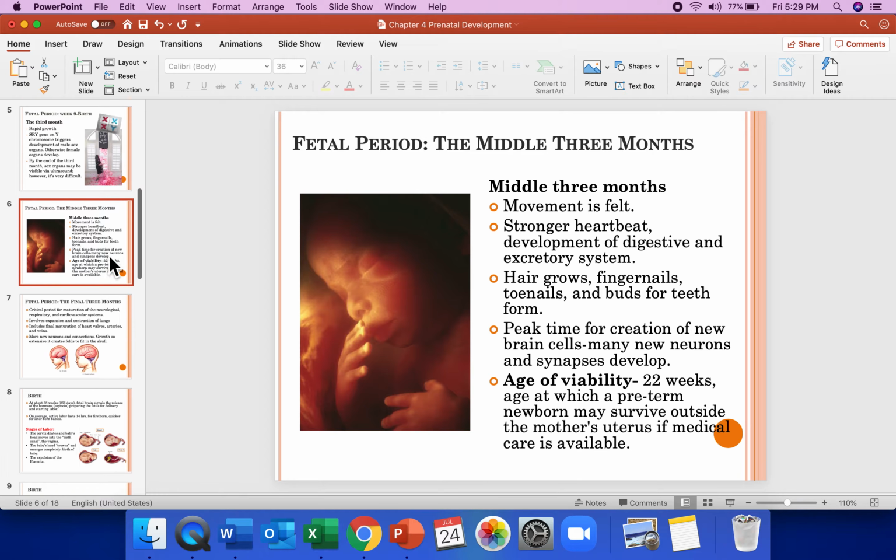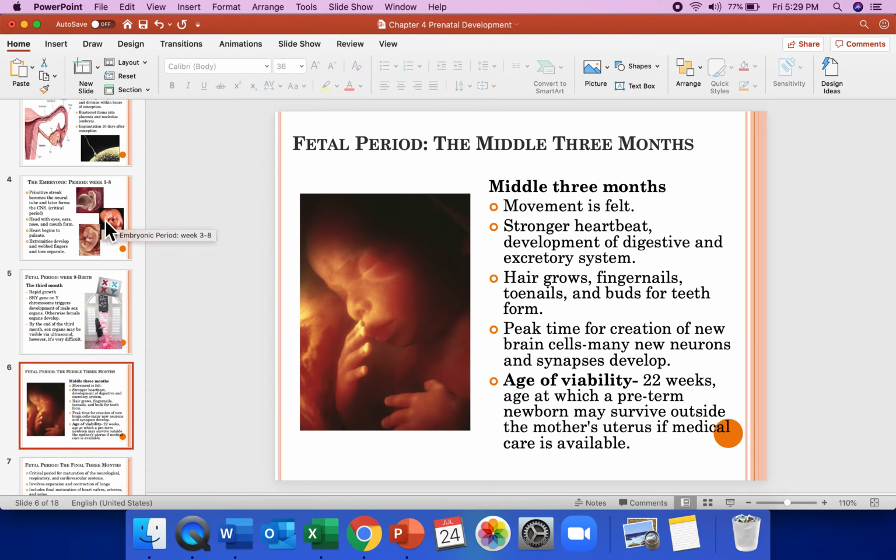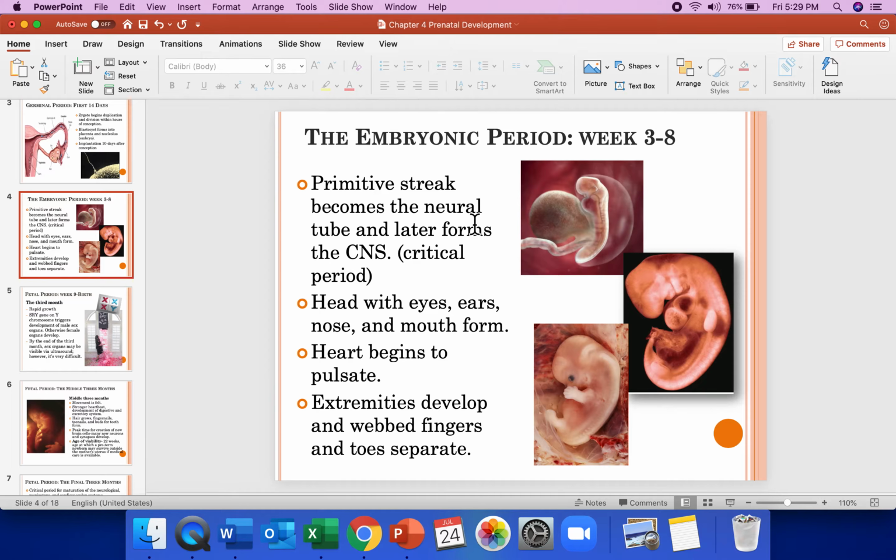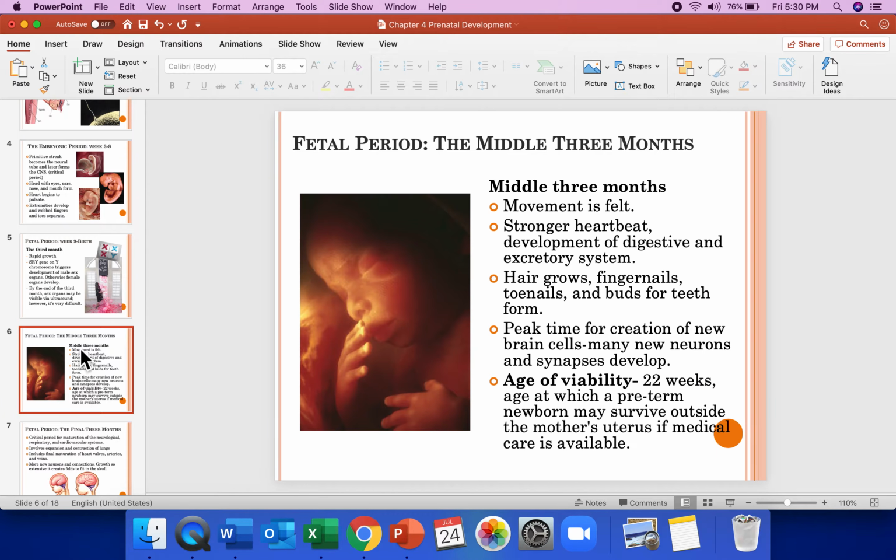The heart had already developed, I probably forgot to say that, in the embryonic period. So not only do we have the neural tube developing, but also the heart starting to develop and pulsate during the embryonic period. So very important period. Now in the fetal period, during the middle 3 months, of course, the heart is still going strong. We're going to see a stronger heartbeat, development of the digestive system and the excretory system.